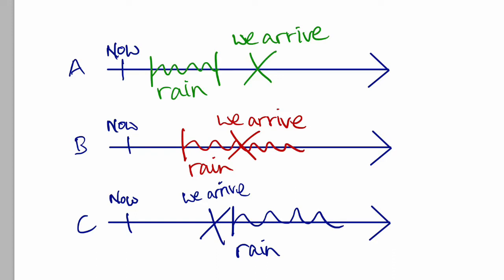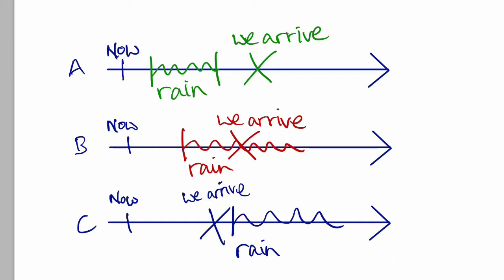And so obviously number 3, it will have rained when we arrive, is timeline A. So that's a future perfect there. So you can see the period with the rain, and you can see that after that we arrive. It will have already rained when we arrive.